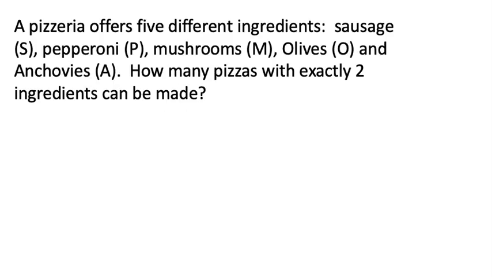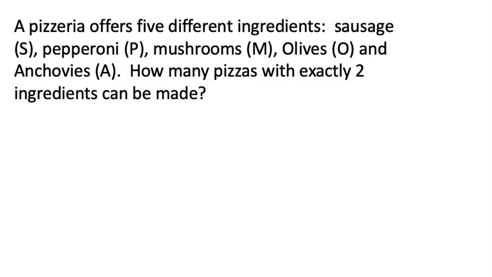This is Bob Capetta, and this lesson is on combinations. So our first example: a pizzeria offers 5 different ingredients: sausage, pepperoni, mushrooms, olives, and anchovies. How many pizzas with exactly 2 ingredients can be made? So not more than 2, not fewer than 2, exactly 2 ingredients.